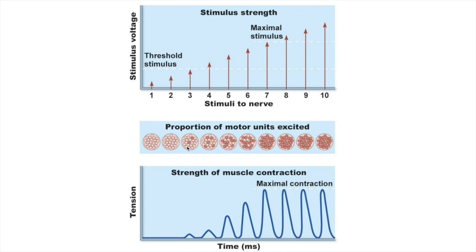At threshold, it looks like 2 motor units are stimulated, so you get that much tension. As the stimulus increases, now we've got 5 motor units stimulated and the tension increases. Now we've got 10 motor units stimulated and the tension increases, and now we have more motor units and the tension increases until we get to what's called the maximal stimulus. At that point, that's the maximum force this muscle can generate. So increasing the stimulus beyond that isn't going to make any difference.